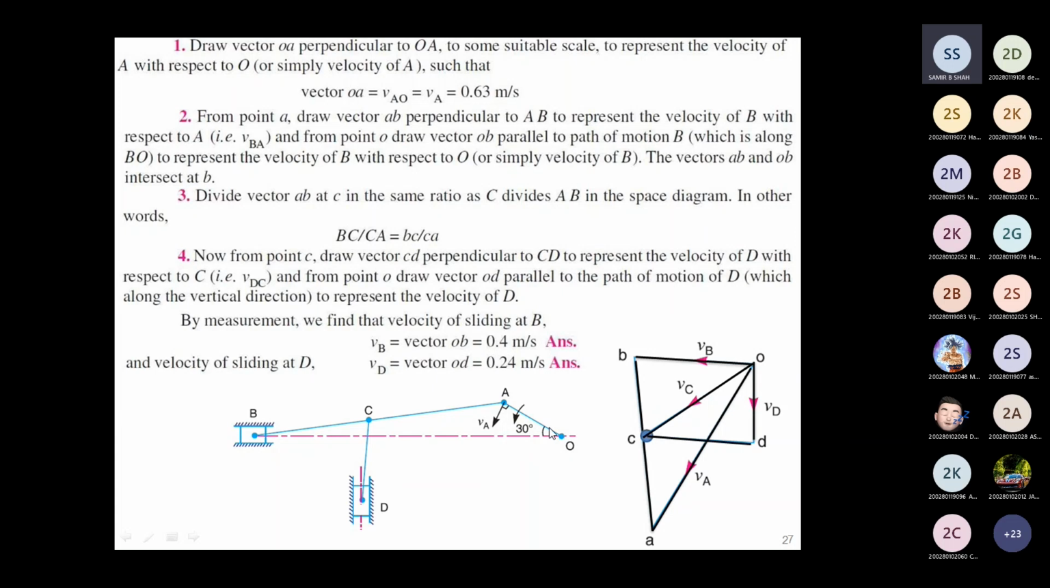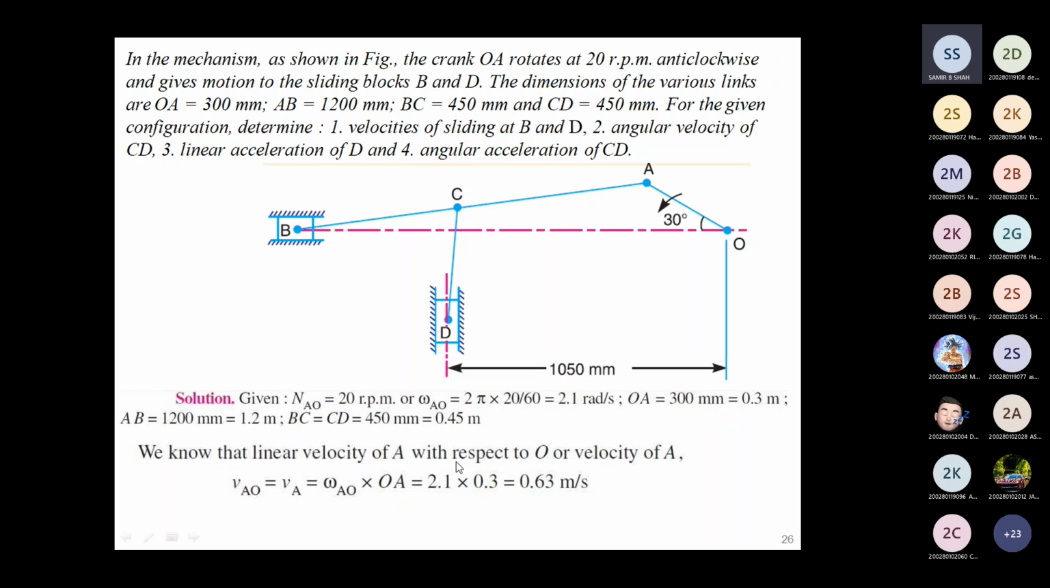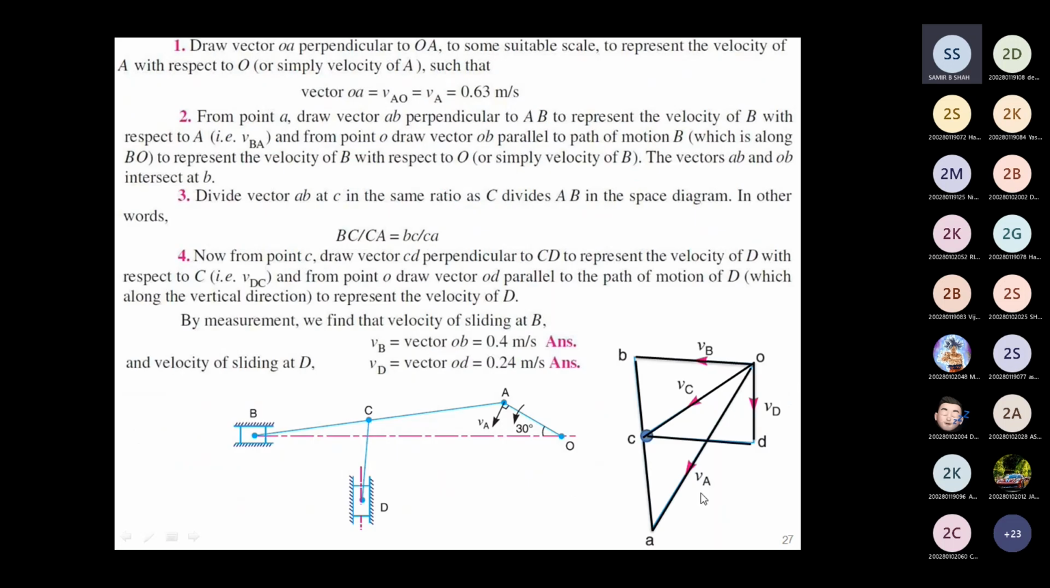OA, right now talking about the velocity diagram. Each and every link should be perpendicular. OA, O is the random point. From O, take OA perpendicular in the direction given to us, it may be anticlockwise. So OA is the revolution portion, where OA is 0.63 meter per second. You may take the scale and mention OA.